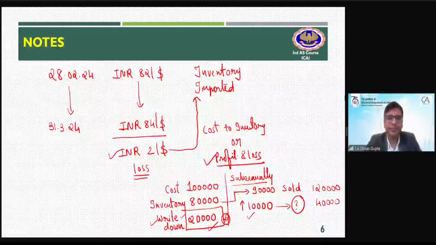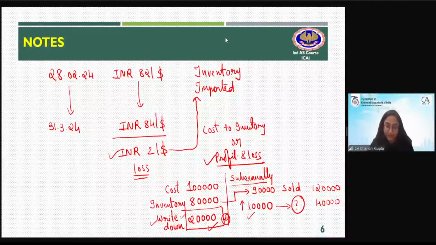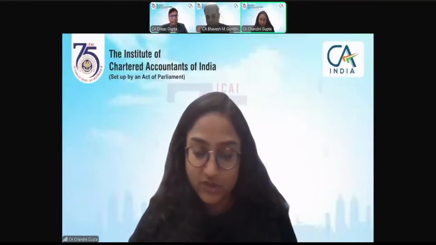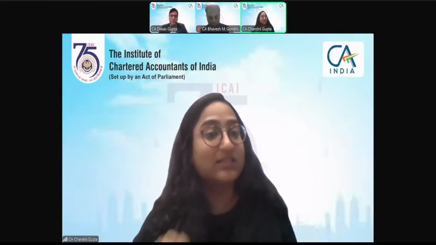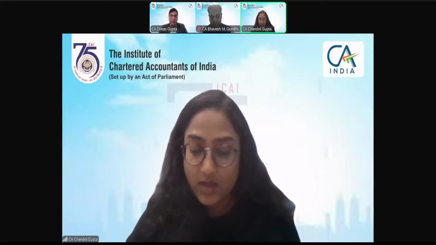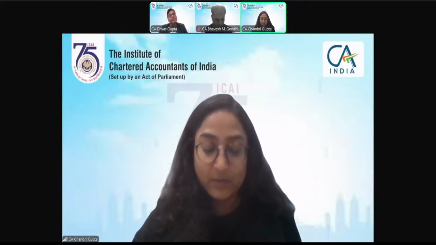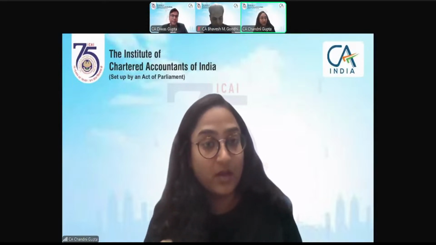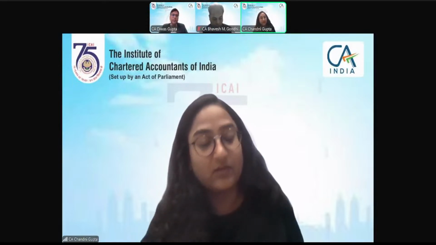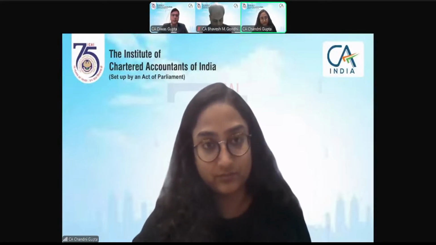Again, an example. Suppose a company has reported short-term provisions, which include a provision towards old inventory, and the amount is significant. The same provision has been made part of the current liabilities on the balance sheet. Now, is this disclosure in line with the accounting standards?